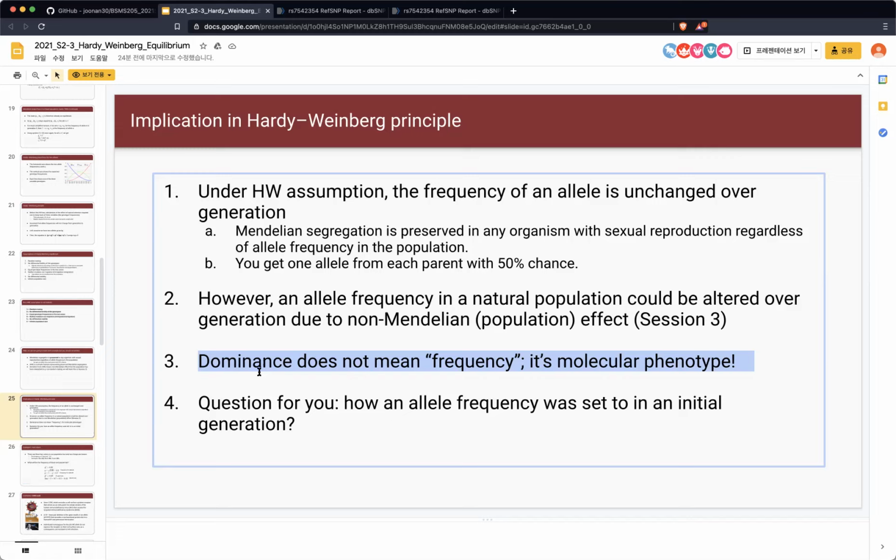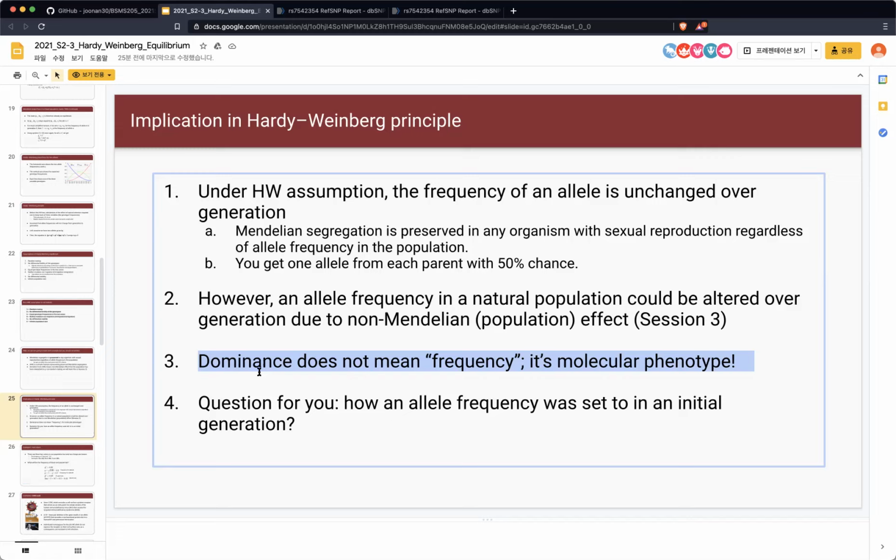But dominance in Mendelian genetics and dominance in molecular genetics, this is the term indicating the molecular phenotype. And molecular phenotype is determined by DNA sequence, and how DNA sequence changes can be represented in your phenotype. So understanding that flow is the key thing in genetics and also in molecular biology, right?